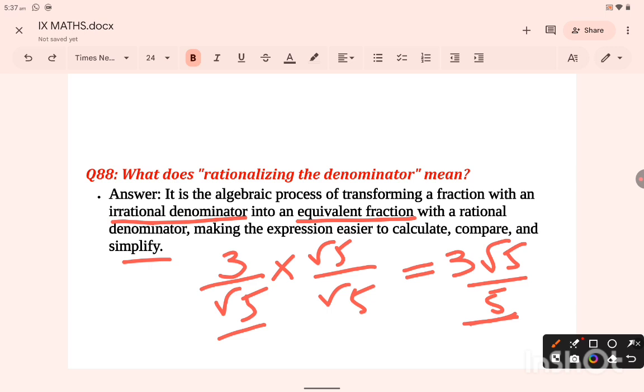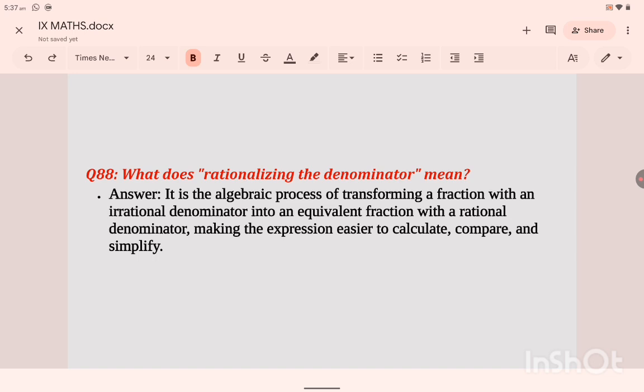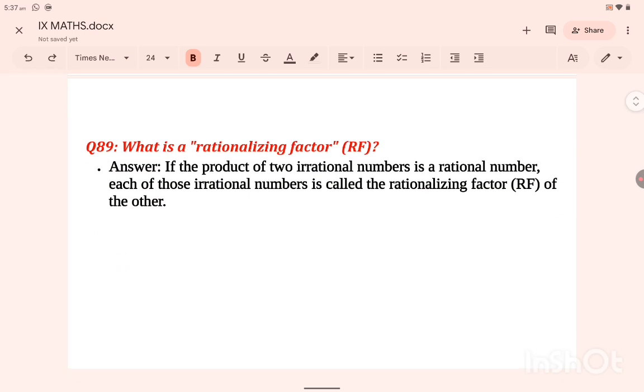What is the reason here? To convert an irrational number denominator into a rational denominator. Now 89. What is the rationalizing factor? If the product of two irrational numbers is a rational number, each of those irrational numbers is called a rationalizing factor. So what is the main reason here?